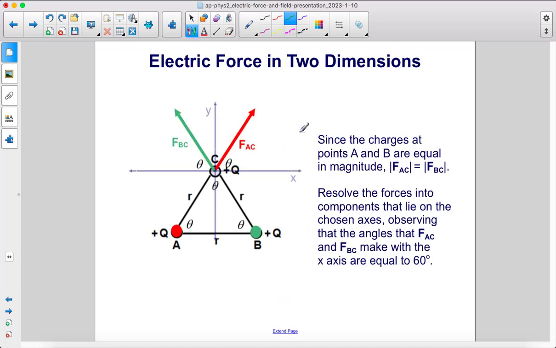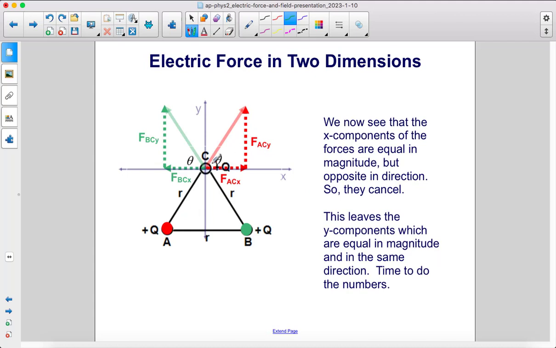All right, so once again, since the charges at points A and B are equal, the forces here are equal in length. The magnitude of those forces are the same, also because these distances here are the same. So now we're going to resolve the forces into components that lie on the x and y axes, observing that the angles made here are both 60 degrees. So this angle is going to be 60 degrees, and that angle is going to be 60 degrees.